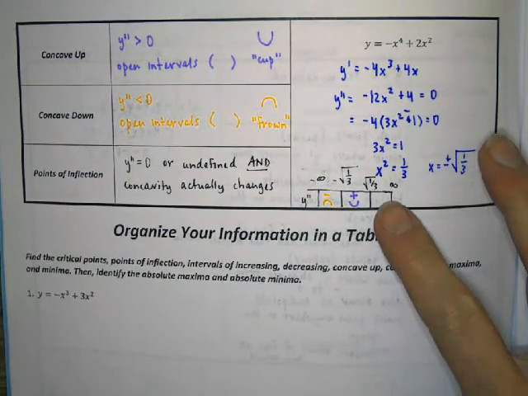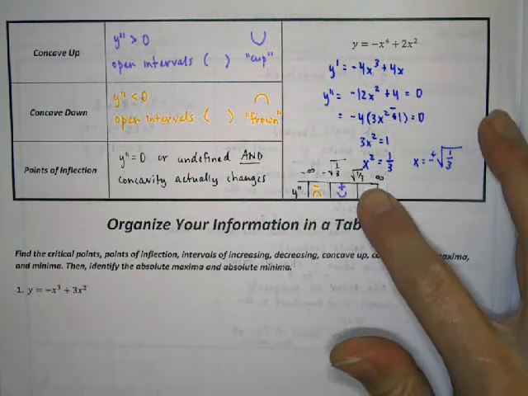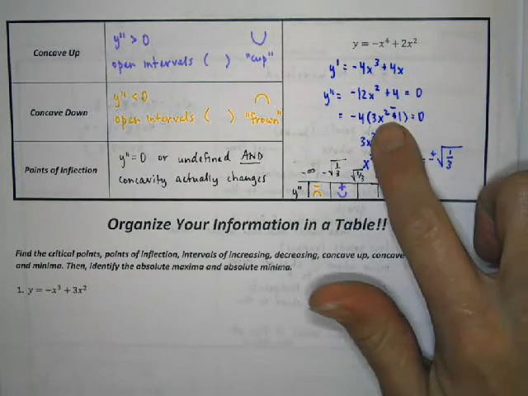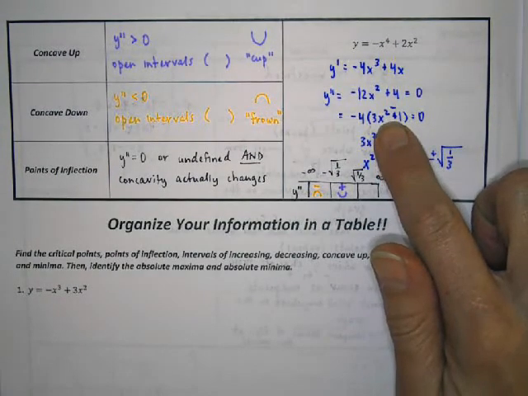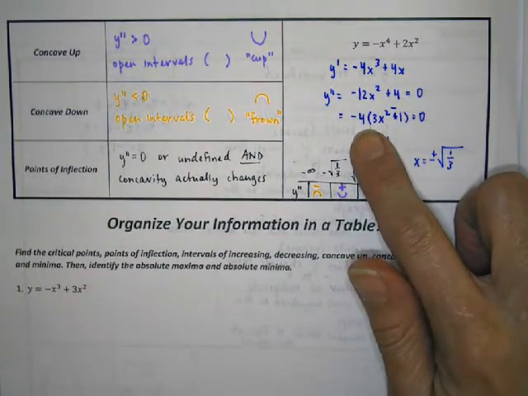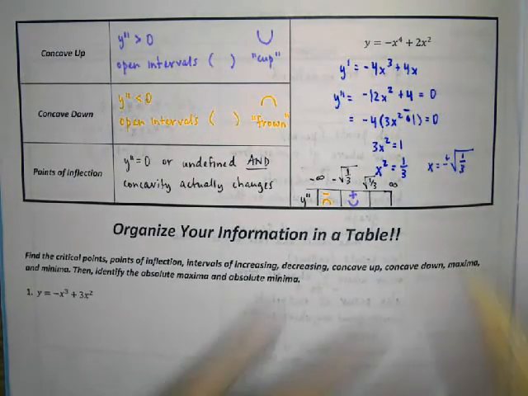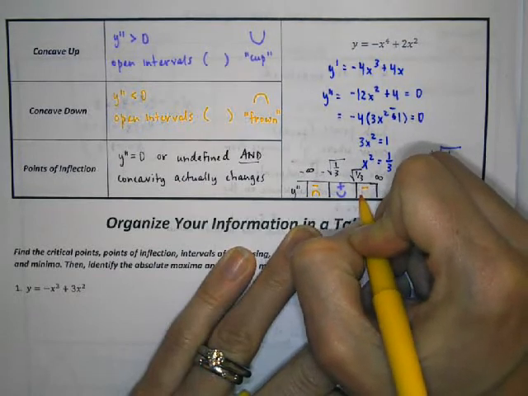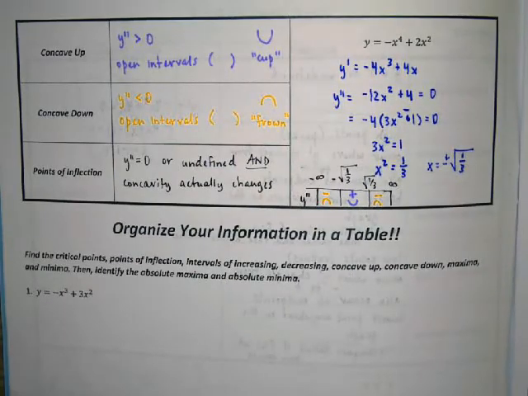And then in my last interval, I'll take, say, a positive 2. And again, if I take a positive 2, I'm going to be positive inside the parentheses and negative outside. So I'm going to be negative over that interval. So I'm concave down again.